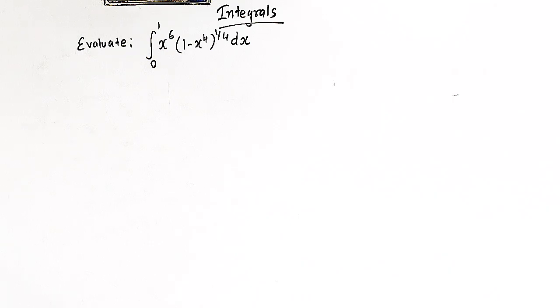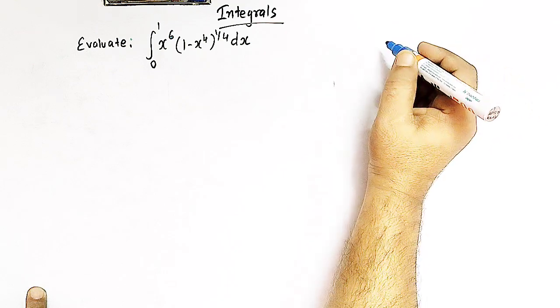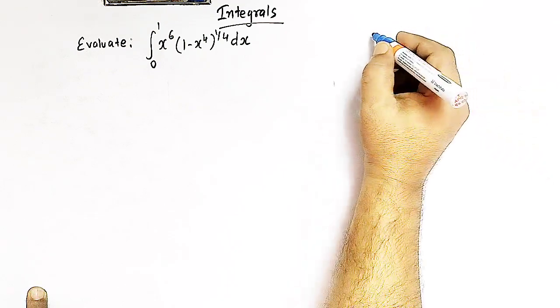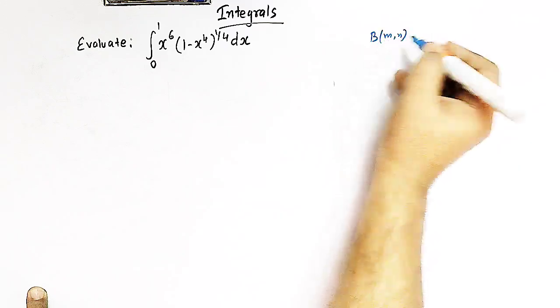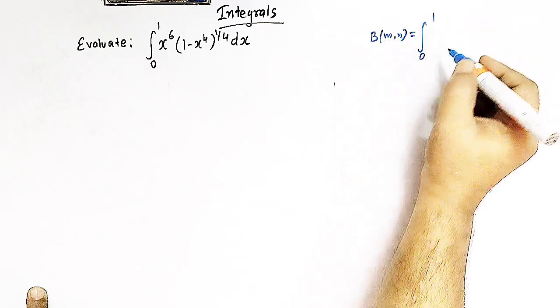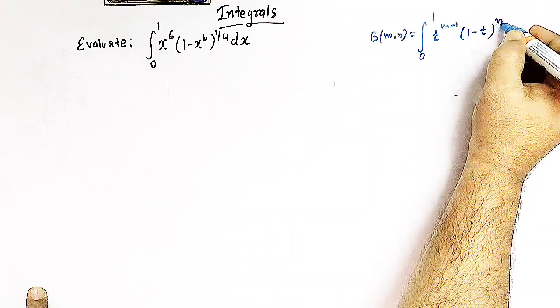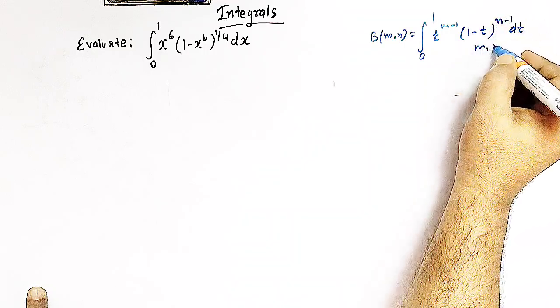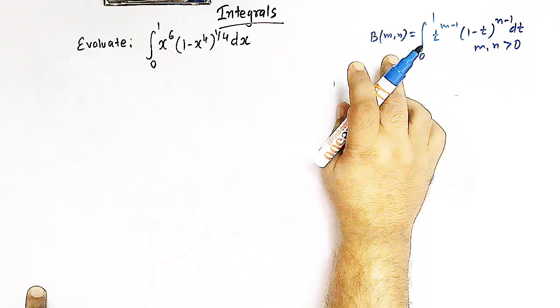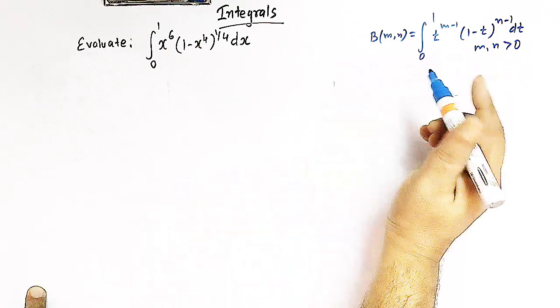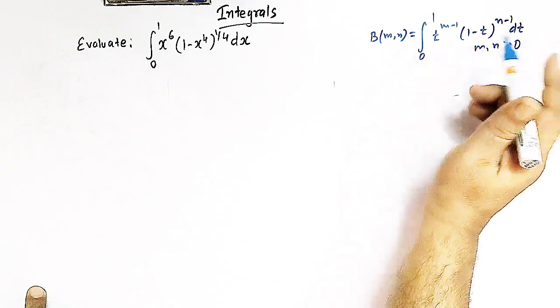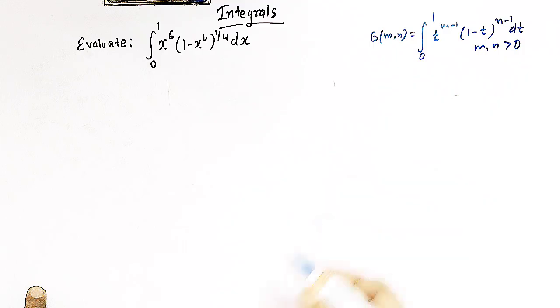Before solving this integral, let us quickly see the results which we are going to use. First, the definition of a beta function: beta of m comma n is given by the integral from 0 to 1 of t raised to m minus 1 times (1 minus t) raised to n minus 1 dt, where m and n are greater than 0, right? So beta m comma n is given by this integral where m and n are positive numbers.